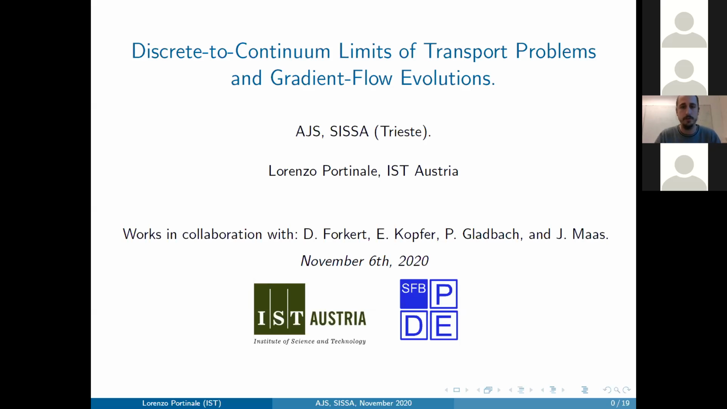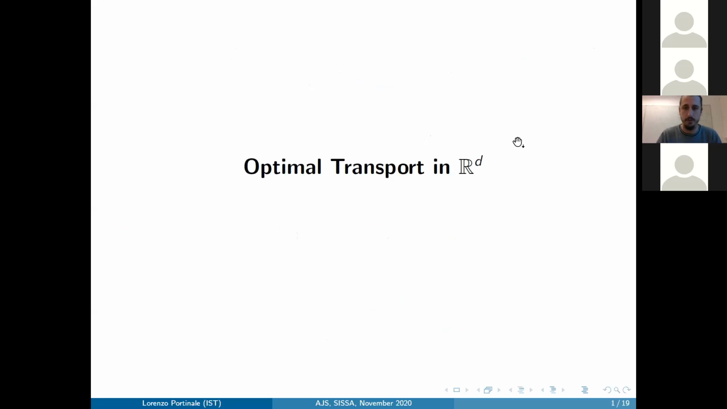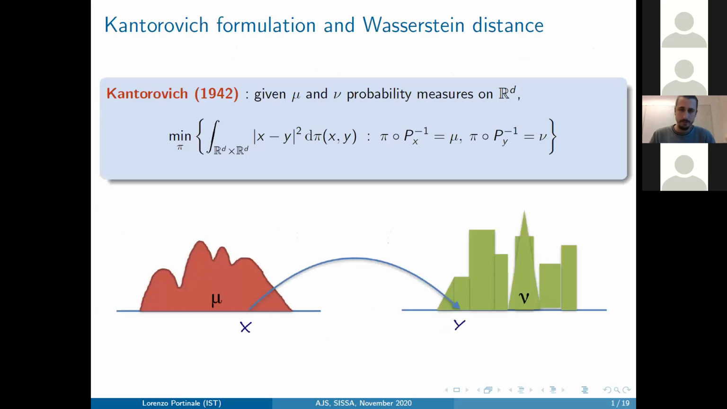Let me start from the basic definition from which I want to begin my discussion. The first one is the classical definition of the transport problem. The first topic I want to discuss is optimal transport in Euclidean space. The main character is the so-called Wasserstein distance, or the Kantorovich formulation, in R^d. This is a variational formulation, a variational problem.